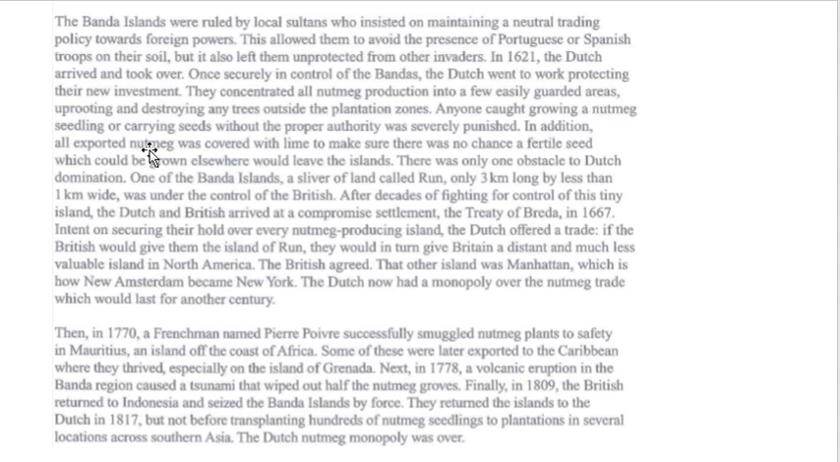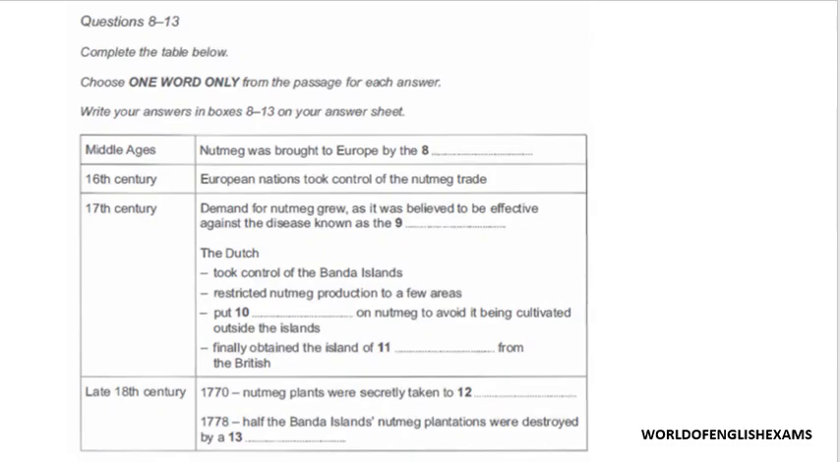Here, in addition, all exported nutmeg was covered with lime to make sure that there was no chance a fertile seed which could be grown elsewhere would leave the island. So, covered with is nothing but coated with. Something was added. So, what is that substance? Lime. So, what is the answer for this? Lime. Have you understood how easy it is to skim? This is one of the most effective techniques.